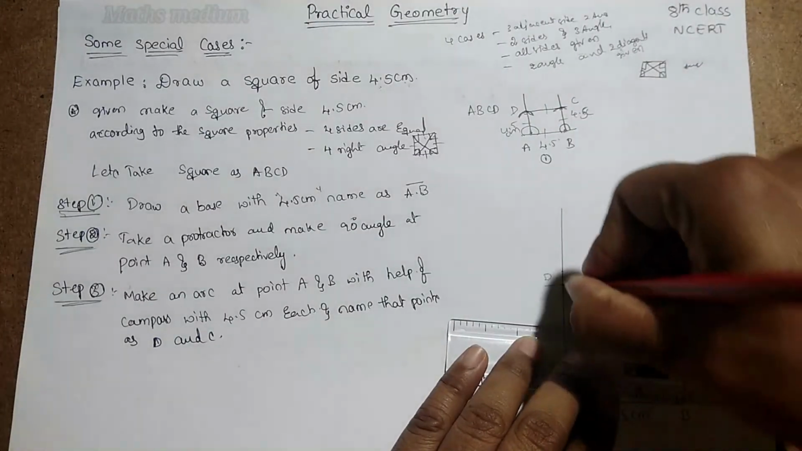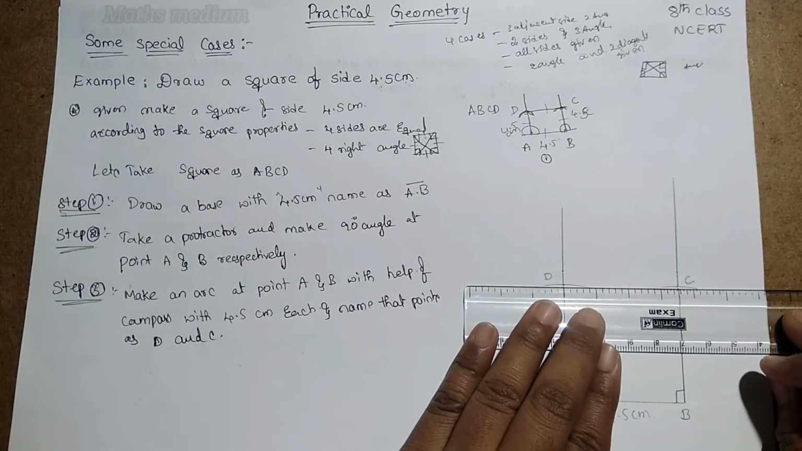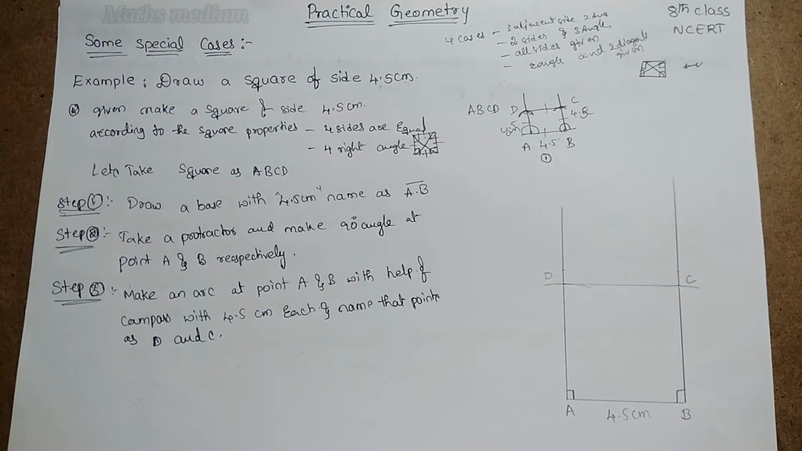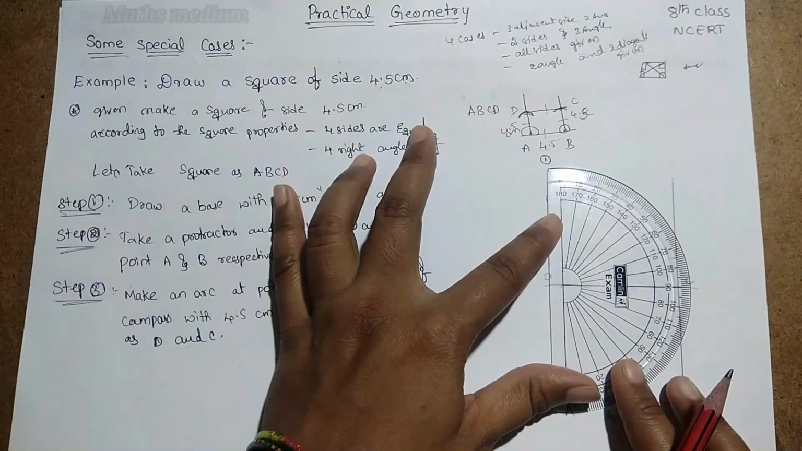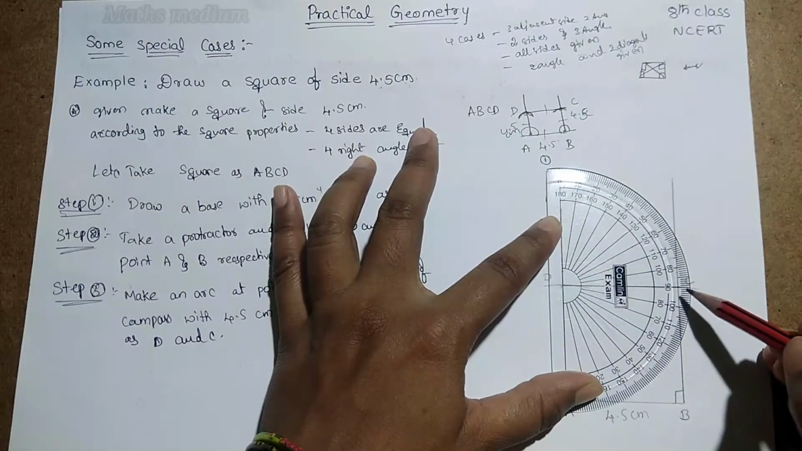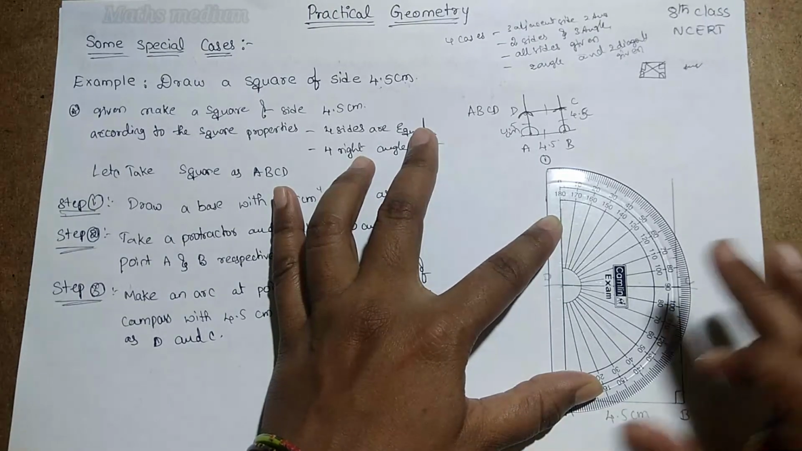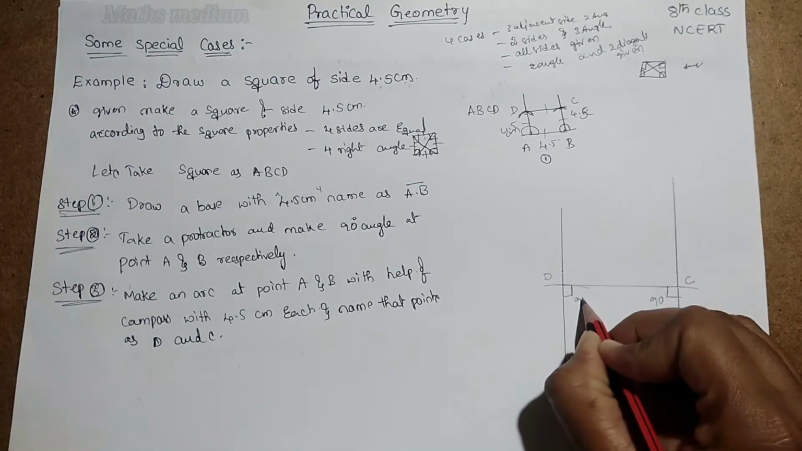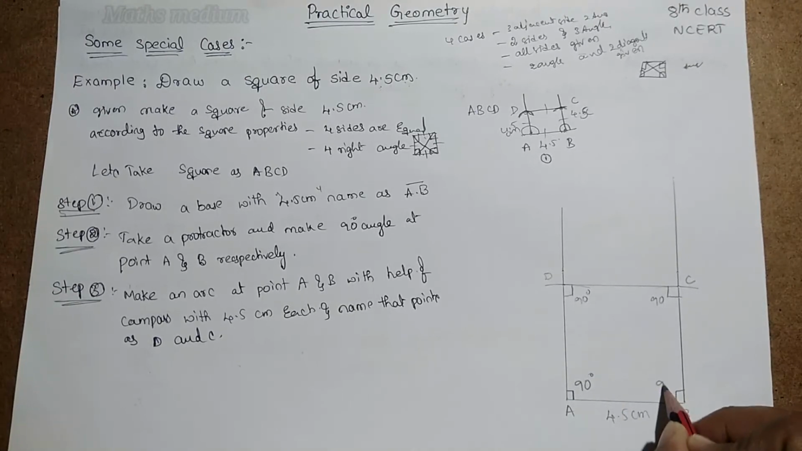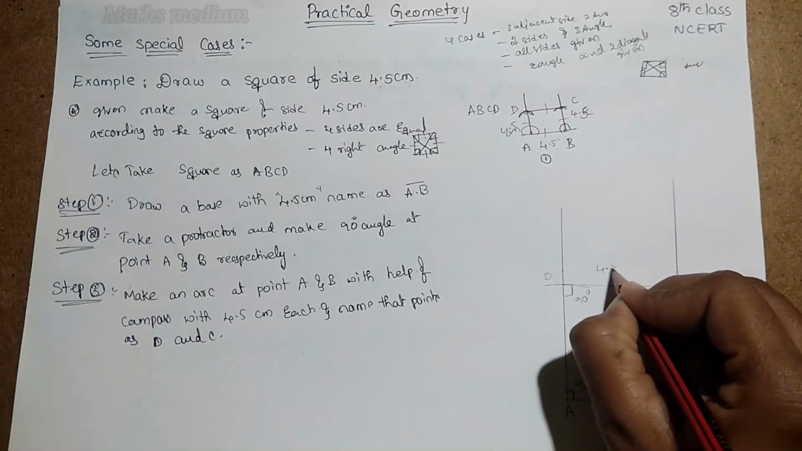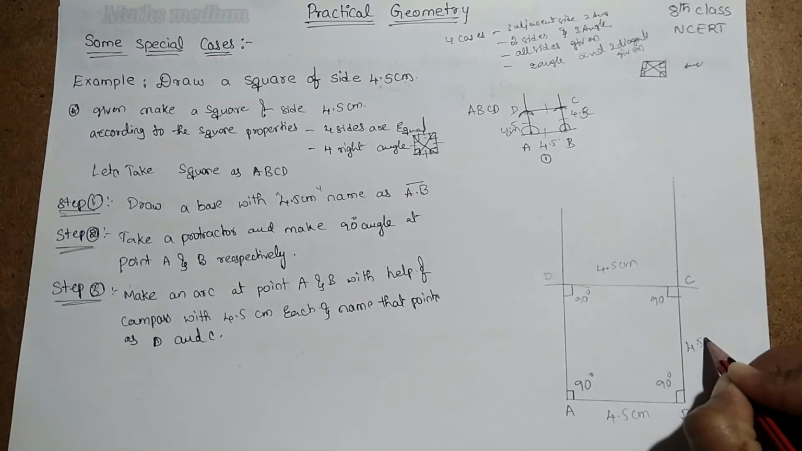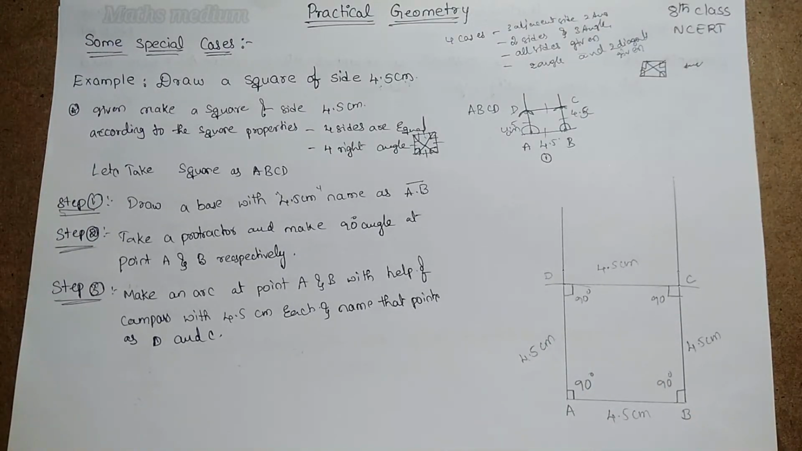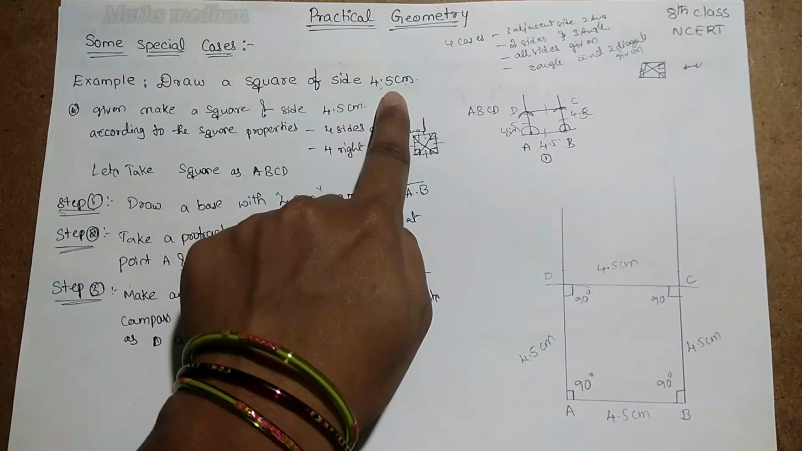Join the 2 points, C and D, like this. If you have any doubt, put a protractor here and measure the angle, 90 degrees. So we get C with 90 degrees here. So it is correct. Here also we have 90 degrees, here also we have 90 degrees, and similarly here also. And the sides are 4.5 centimeters each in a square, so equal in length. So this is about the construction of a square with one given parameter, that is the side.